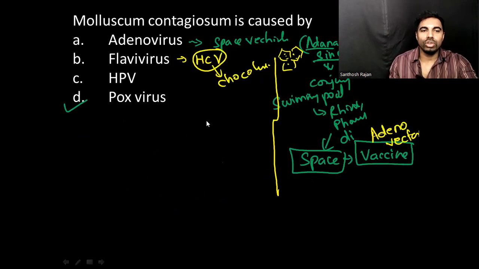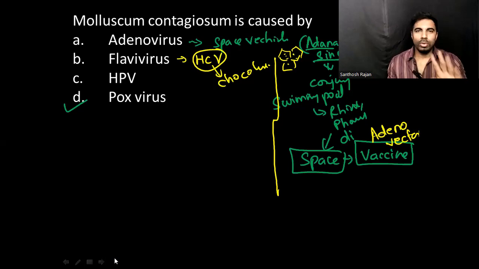Now the next will be parasitology in the next class. So it will be only 3 or 4 classes maximum, all including this. And then your revision will be over.